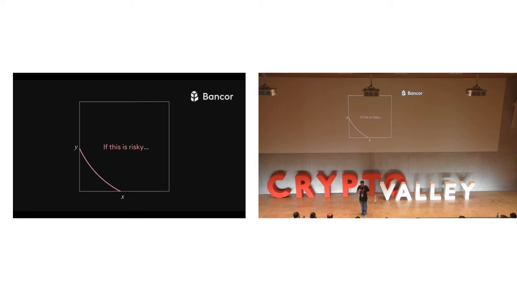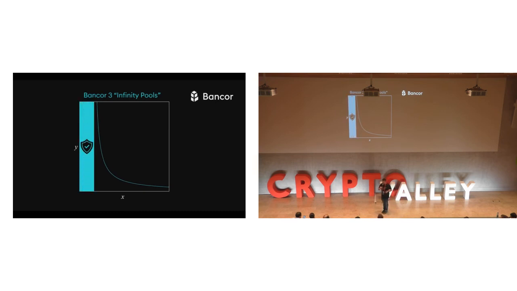So if this is risky, if this results in greater losses for liquidity providers, what do you think is an intelligent response? Why don't you just do the opposite? Instead of blowing up the curve, why don't you move it over? This we're calling the Bancor 3 infinity pool. And what it means is that as that line is approaching asymptotically one of the axes, there is a buffer zone there, which means that essentially the Bancor 3 liquidity pool has the option to refuse to make markets with all of the tokens that it has.